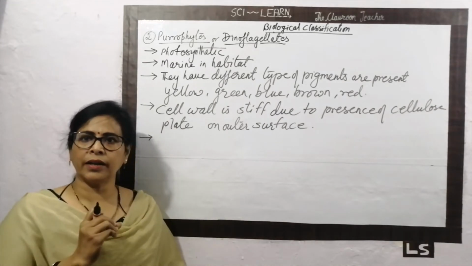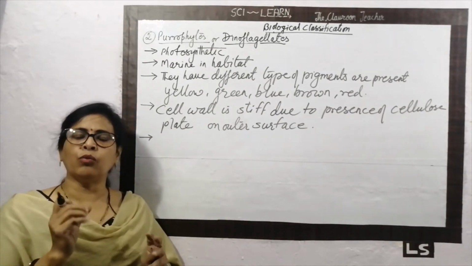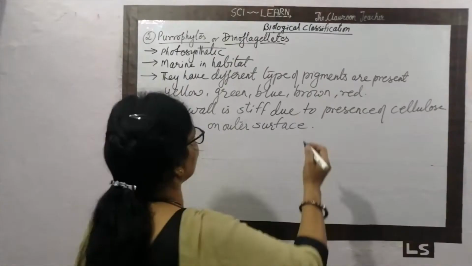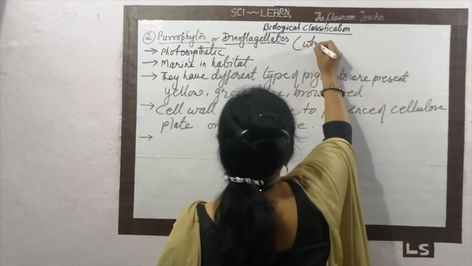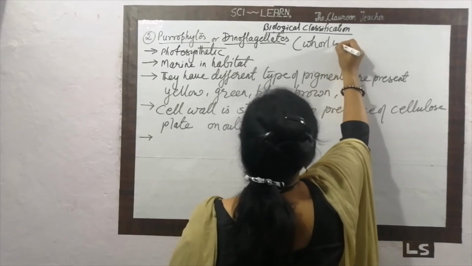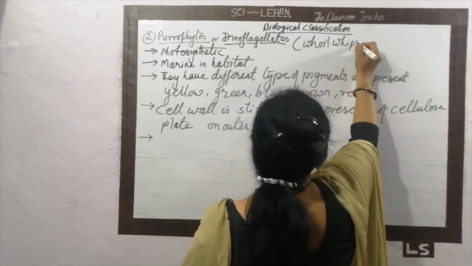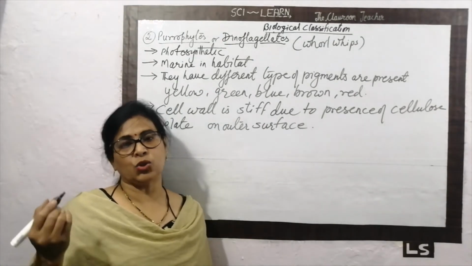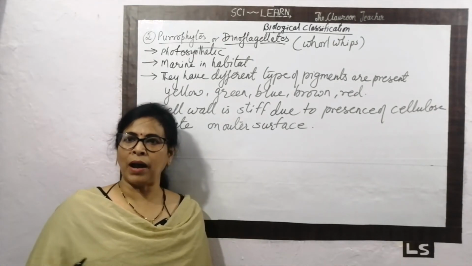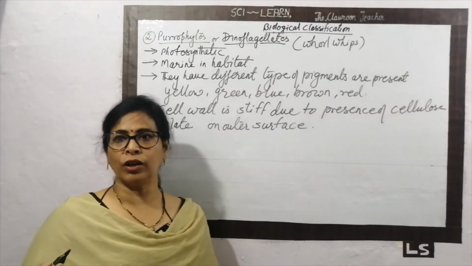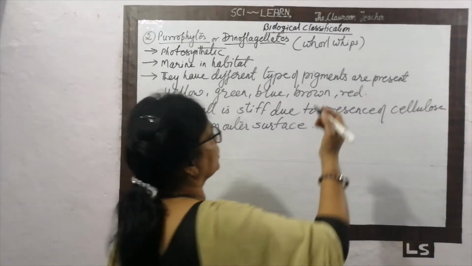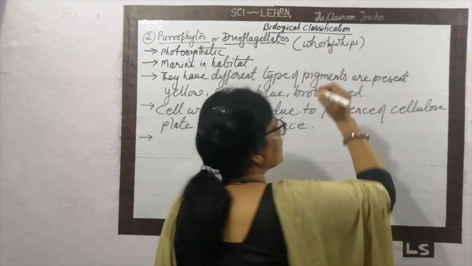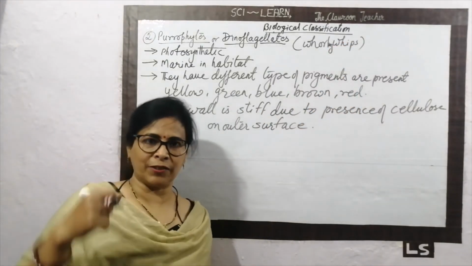What are the peculiarities? They are also called the whorling wipes. Why are they called the whorling wipes? We must discuss that. The Chrysophytes are called the jewel of the sea or jewel of the plant kingdom, and this group is called the whorl or whorling wipes. Whorl means spinning on the surface.